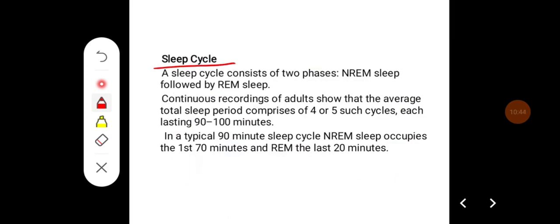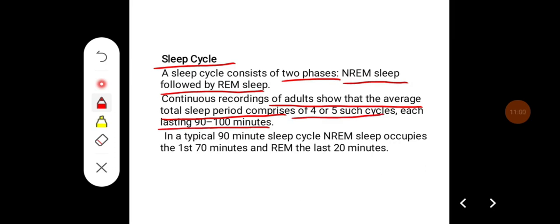Sleep cycle. A sleep cycle consists of 2 phases: NREM sleep followed by REM sleep. Continuous recording of adults shows that the average total sleep period comprises 4 to 5 such cycles, each lasting 90 to 100 minutes. In a typical 90-minute sleep cycle, NREM sleep occupies the first 70 minutes and REM the last 20 minutes.